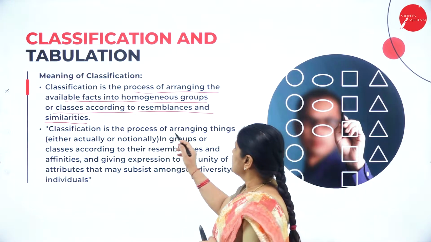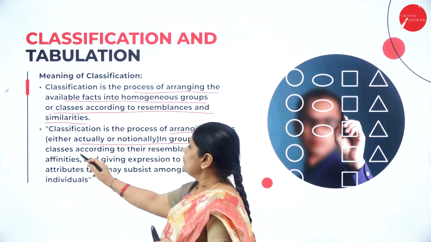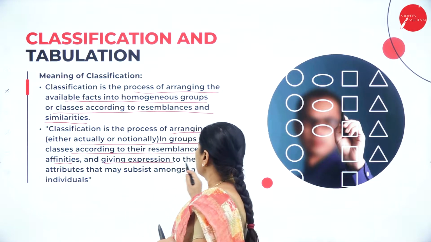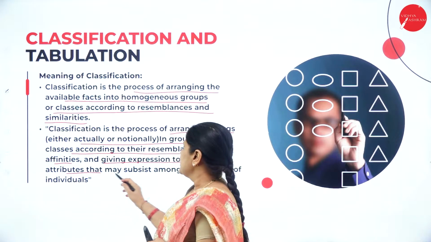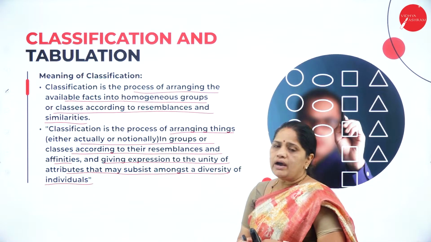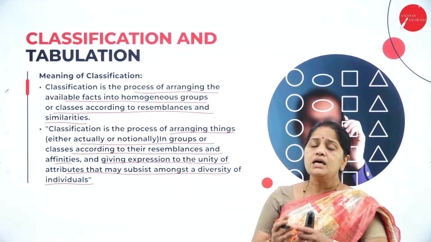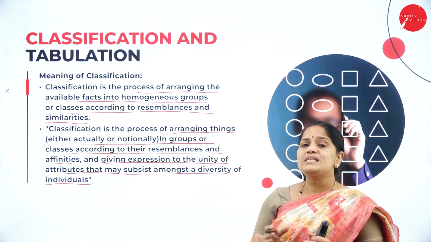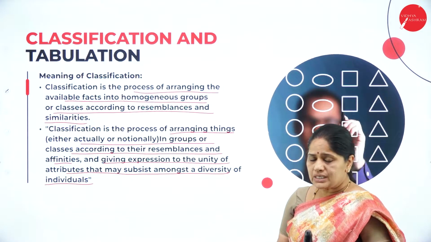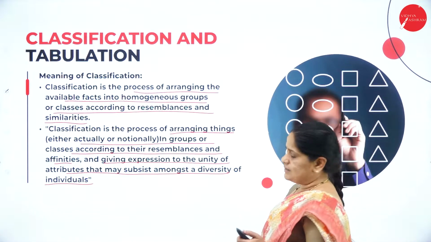Classification is the process of arranging things either actually or notionally in groups or classes according to their resemblances and affinities, and giving expression to the unity of attributes that may subsist among a diversity of individuals. Whatever data we collect, we may collect diverse data. All these diverse data have to be segregated into various groups based on the similarities. This segregation of data into various groups is called classification.